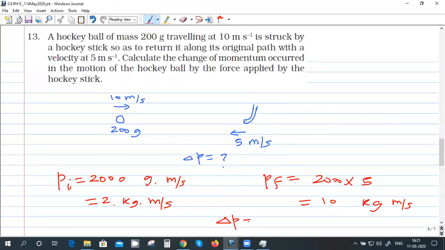So what is delta P? Just tell the steps. Pf minus Pi. So what is this equal to? 8. One important thing is momentum, is it a vector or scalar? Vector. So then the direction is important. When something is a vector, the direction is important. So Pi, the direction is what? Right. And Pf, left. So then what is Pf minus Pi?